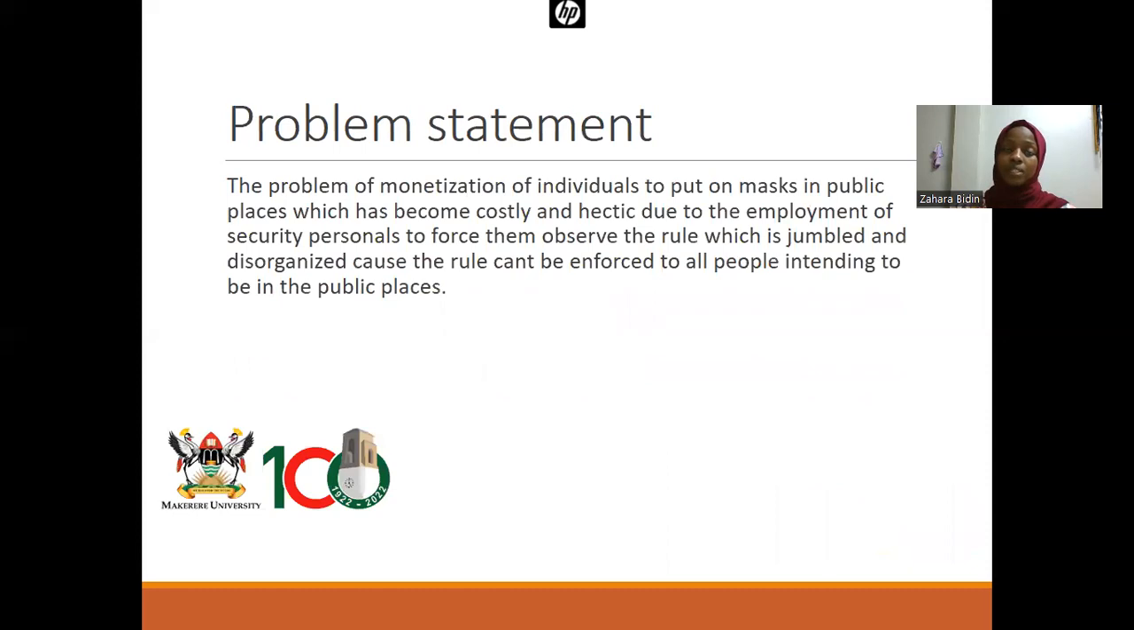The problem statement is that monitoring individuals in public places to put on masks has become so costly and hectic due to the employment of a variety of security personnel to help people observe the rule of putting on masks, to prevent the high spread of diseases like COVID-19 and other deadly respiratory diseases that can be prevented through putting on masks.